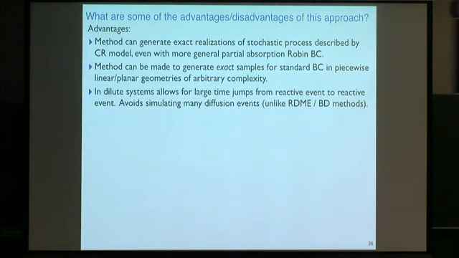Okay, and in the same way I did for BD, let me mention some of the advantages and disadvantages of the method. In terms of advantages, one is that this gives us exact realizations of the contact reactivity model, even if you have partial absorption Robin boundary conditions instead of just the Dirichlet boundary condition, and for reversible reactions too. The method works even in complex geometries. It can still give you exact samples. And in dilute systems, it's going to be really nice because you'll take large jumps. You'll avoid simulating all the diffusion, like we talked about.